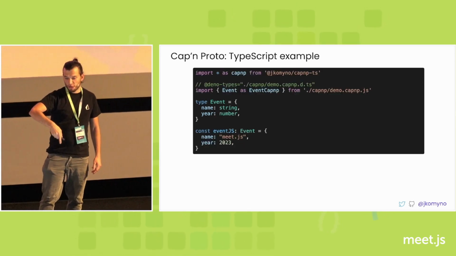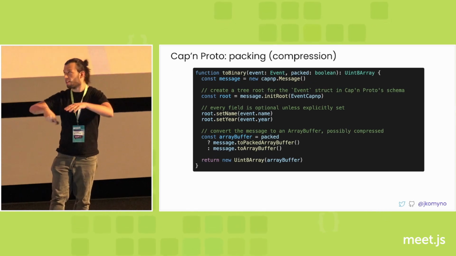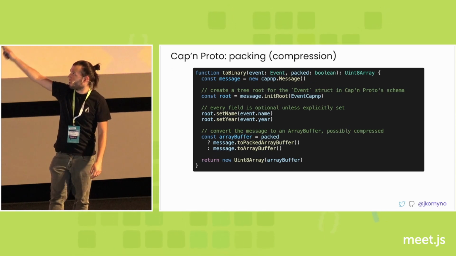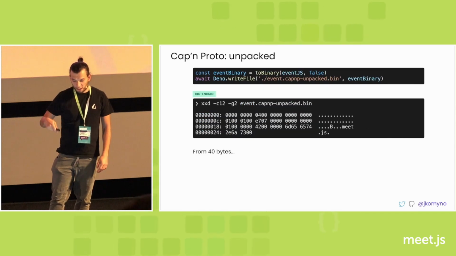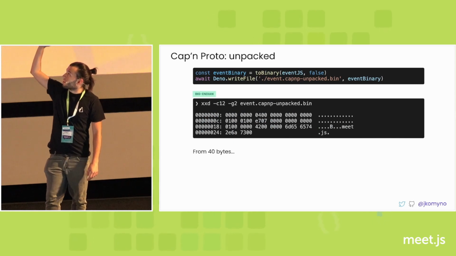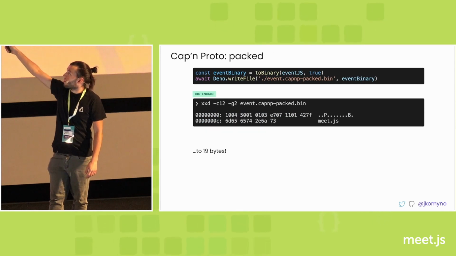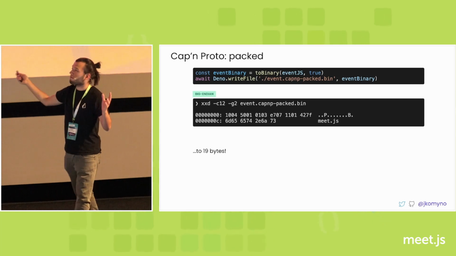You have a generation step, compilation time. You can pack your data. It also uses array buffers, so very similar to the other one. But when you unpack it, you can observe how it looks. It uses a bunch of zeros. So that's why they have the packed version. So the packed version is just compressed.